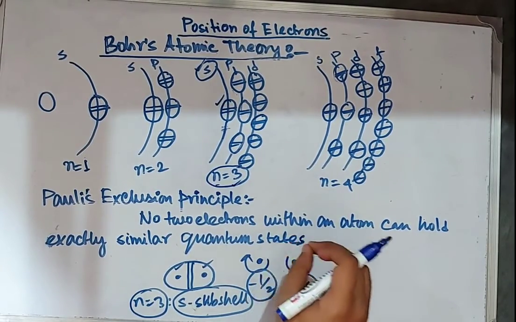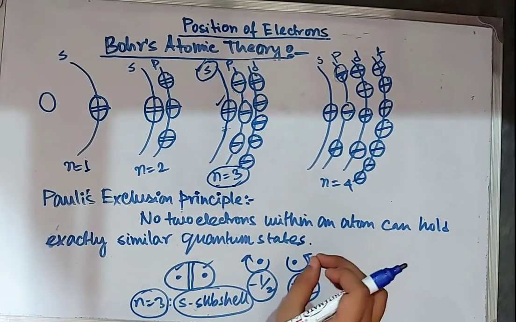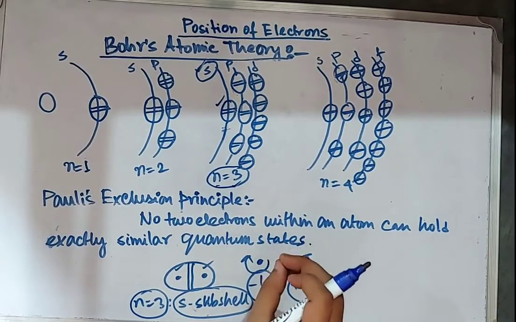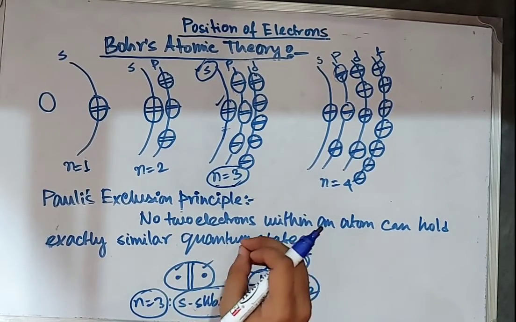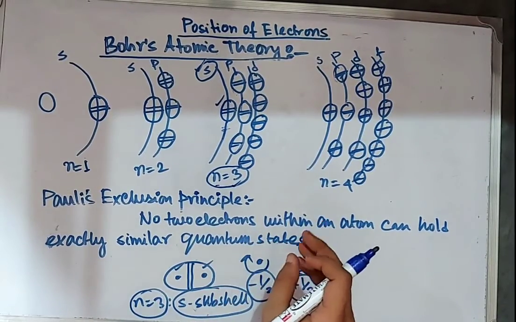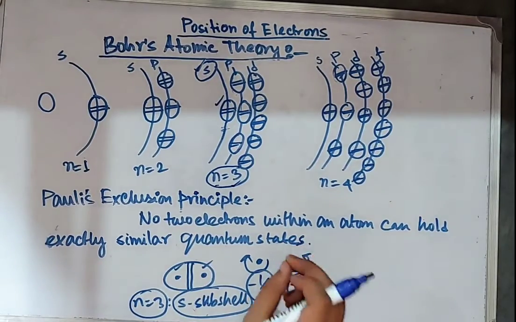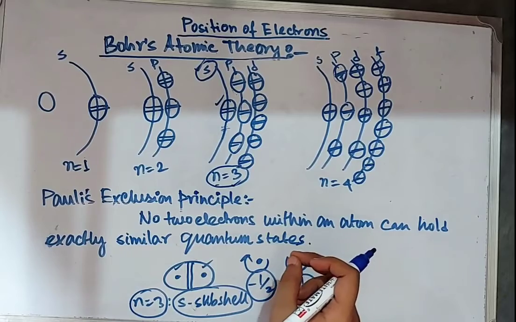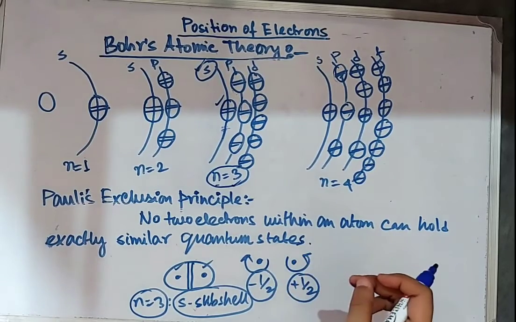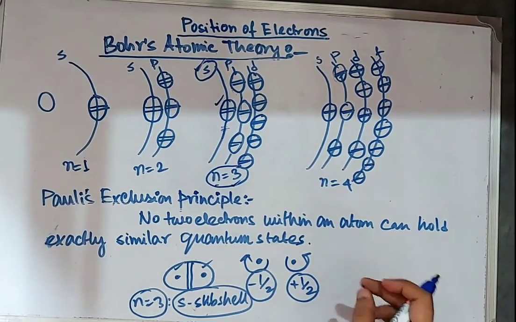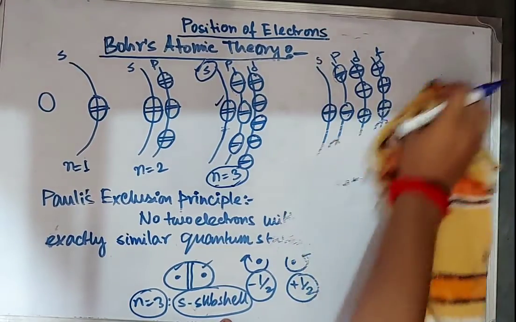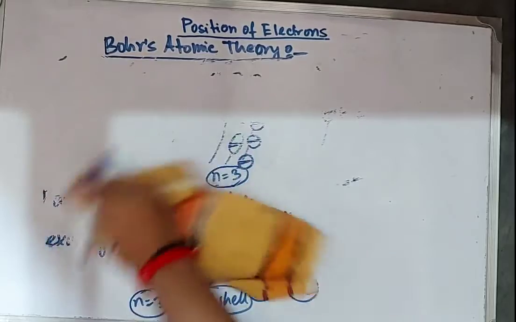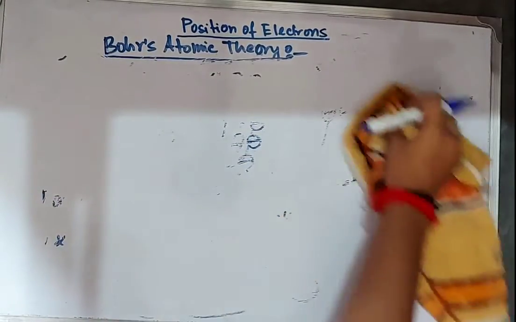So no two electrons within an atom can hold exactly the same quantum state. If all the other quantum numbers are equal for two electrons, they will still be differentiated by their spin quantum number. So this is Pauli's exclusion principle. Right now we are at the end of Bohr's atomic theory for the silicon atom.